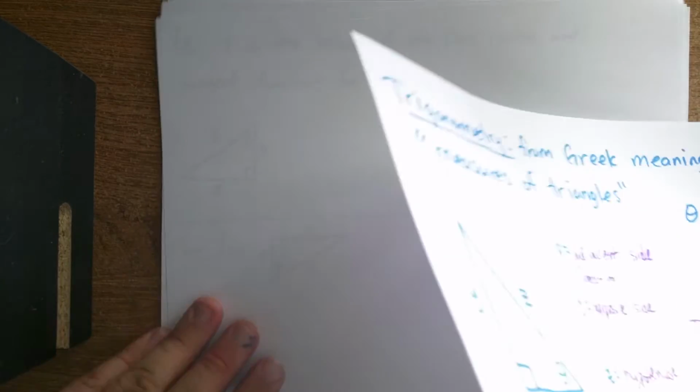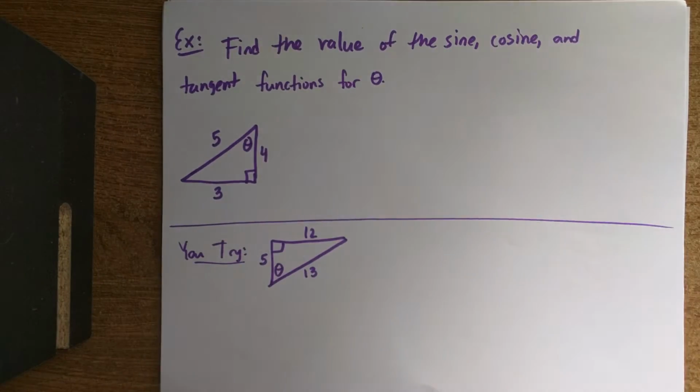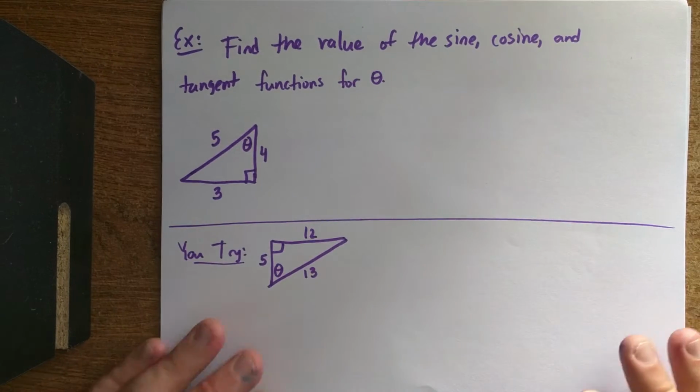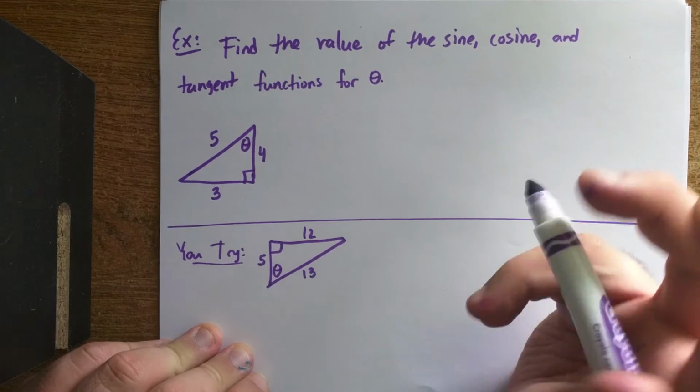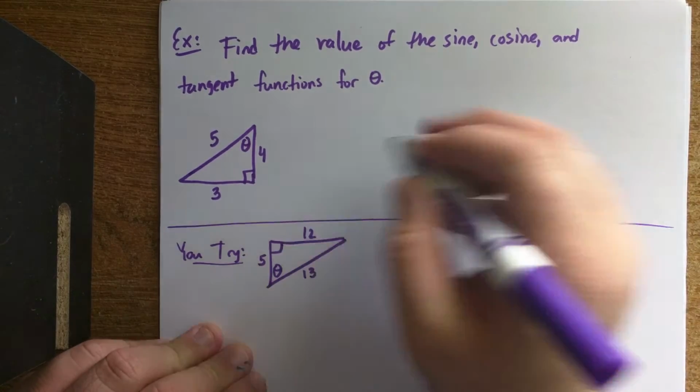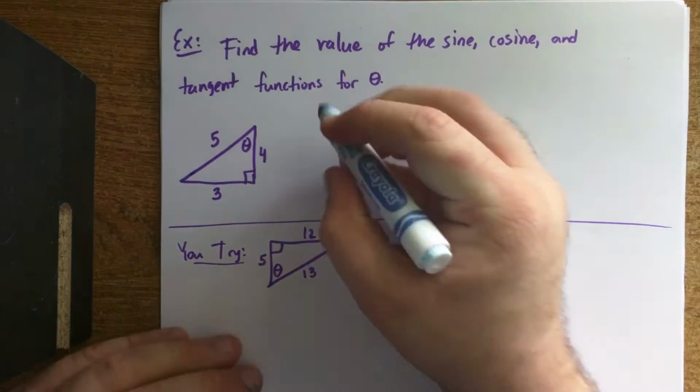All right, let's go ahead and do this a little bit more. This is such a key idea to trigonometry. You've got to practice a little bit. So right here it says find the value of the sine, cosine, and tangent functions for theta. So we're just going to go ahead and do that right now. Let's switch to different colors. So sine theta.